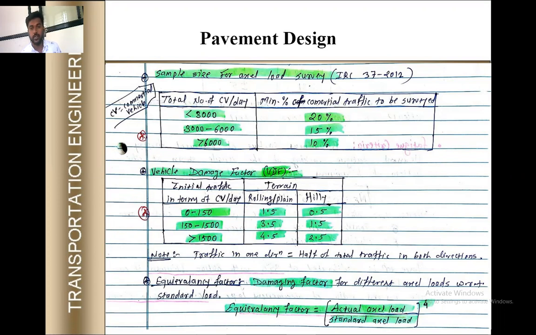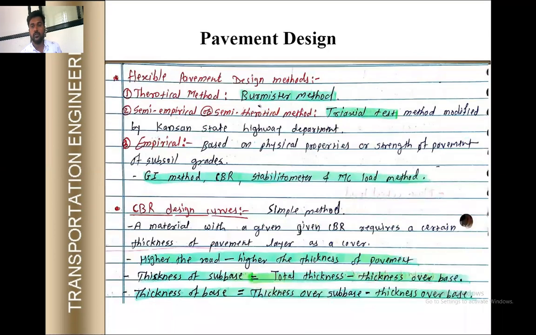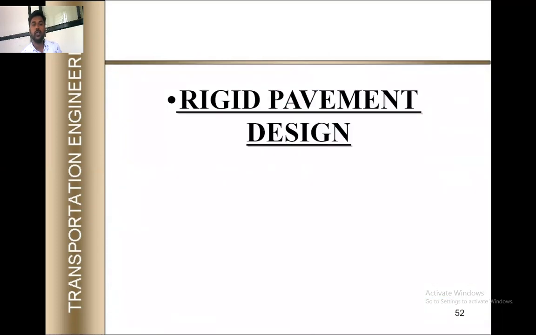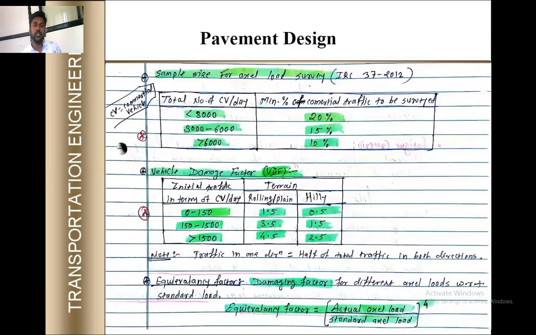Those are the heavy loaded vehicles, the vehicles which are designed for carrying a load of more than 3 tons, and they are categorized as commercial vehicles. If the vehicle has a loading weight greater than 3 tons, then it is considered a commercial vehicle. CV means commercial vehicle. And depending on the commercial vehicles passing on that road per day, the vehicle damage factor varies.